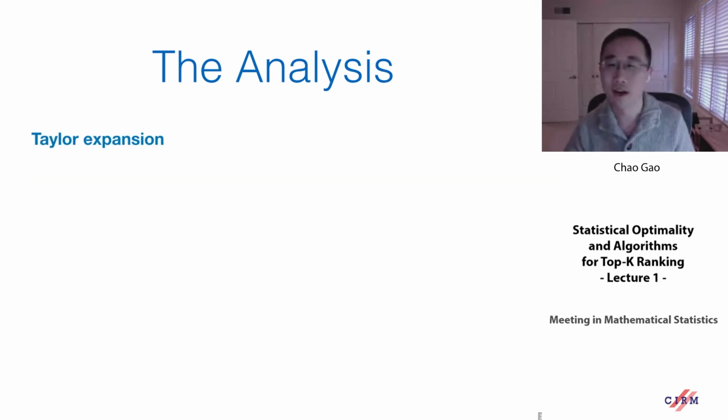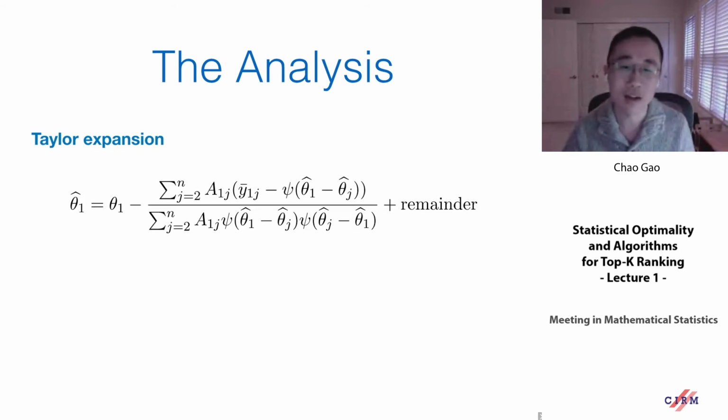Okay, so let's talk about the maximum likelihood estimator first. And without loss of generality, let's talk about the first entry of the maximum likelihood estimator. Okay, so the MLE is defined to be the minimizer of the negative log likelihood function.